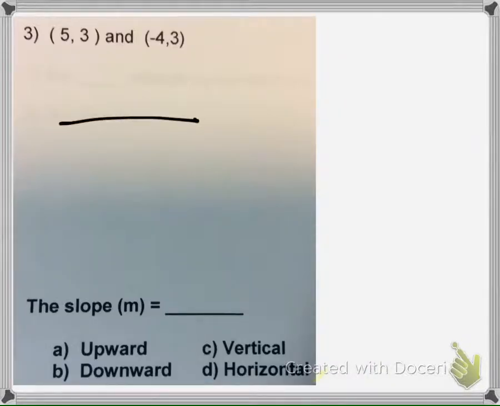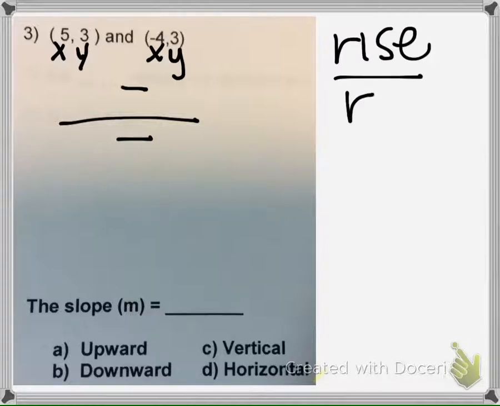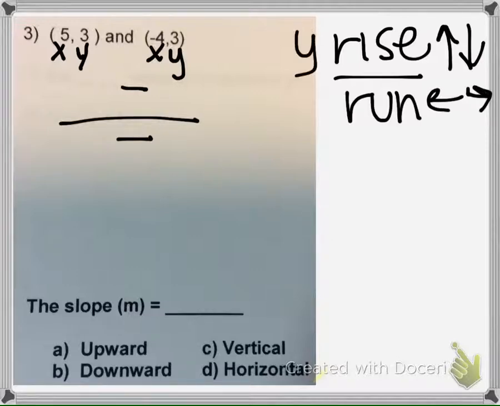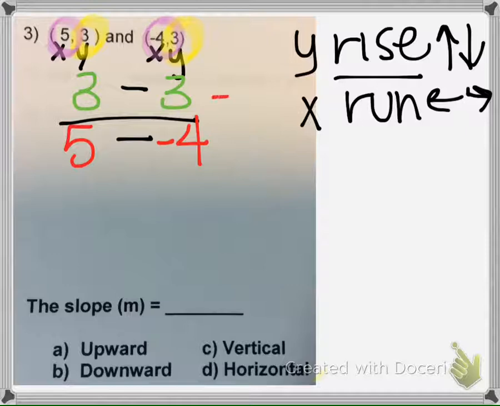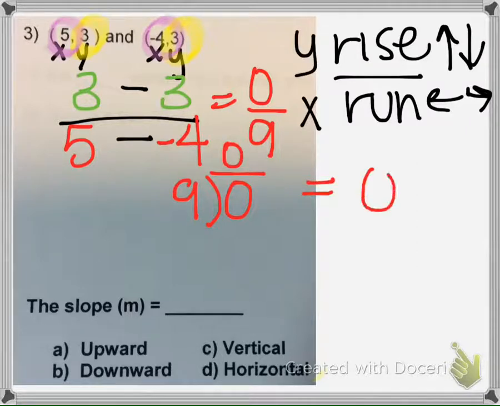Okay, so let's go ahead and find the slope. This is x, this is y. And I know rise over run, and the rise is the up and down movement. So that's the y's and that's the x's. So I'm going to take the y's and subtract them. And then I'm going to take the x's and subtract them. And here we have 0 divided by 9. And I know that 0 divided by 9 is 0. So we get a slope of 0.